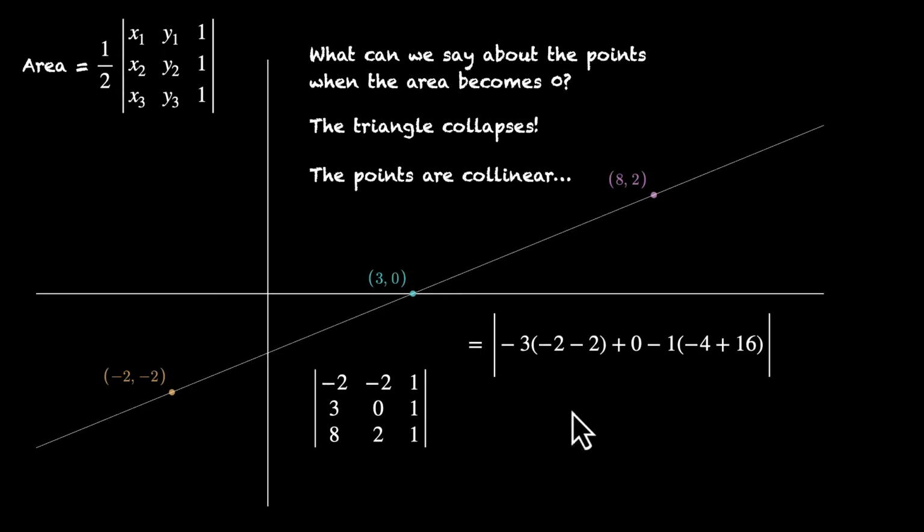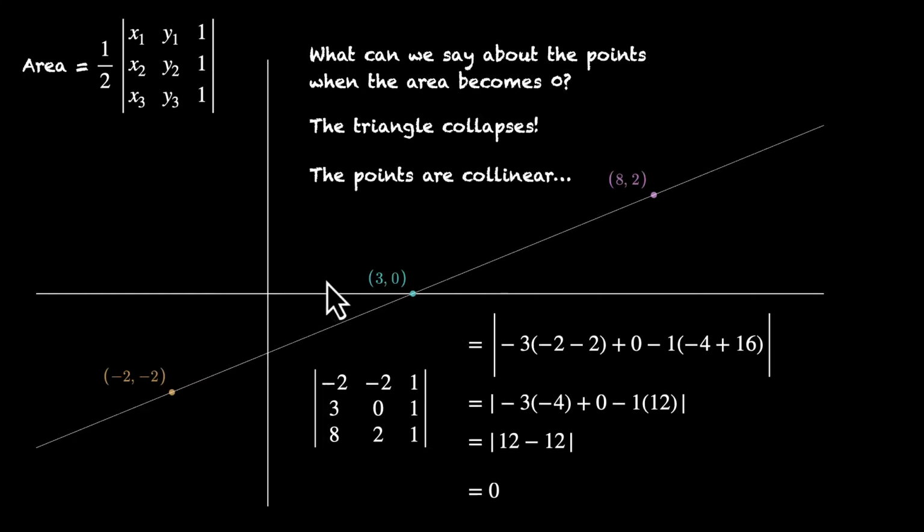This is mod of -3. We're opening from the second row because we have a 0 here. -3 times (-2 minus 2), plus 0, minus 1 times (-4 plus 16). So this is -3 times -4, plus 0, minus 16 minus 4 is 12. So that's -12. Minus plus. So this means this is 12 minus 12. Mod of 12 minus 12 is going to be 0, which means the area of the triangle formed by these 3 points is exactly 0.